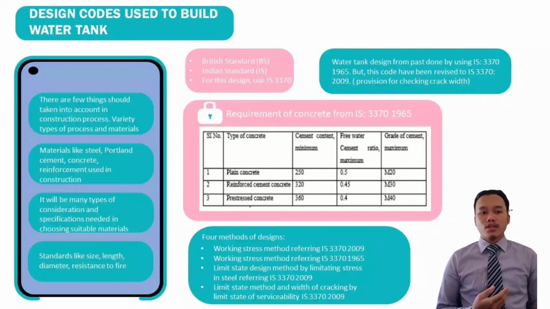And then, as we can see here, this is an example of the requirement of concrete from IS 3370 1965. And there are three methods of design, which is the working stress method referring to IS 3370 1965 and 2009, the limit state design method by limiting stress in steel referring to IS 3370 2009, and also the limit state method and width of cracking by limit state of serviceability IS 3370 2009.